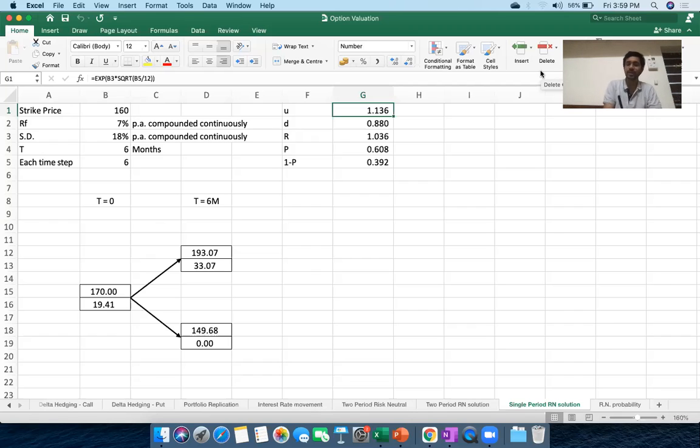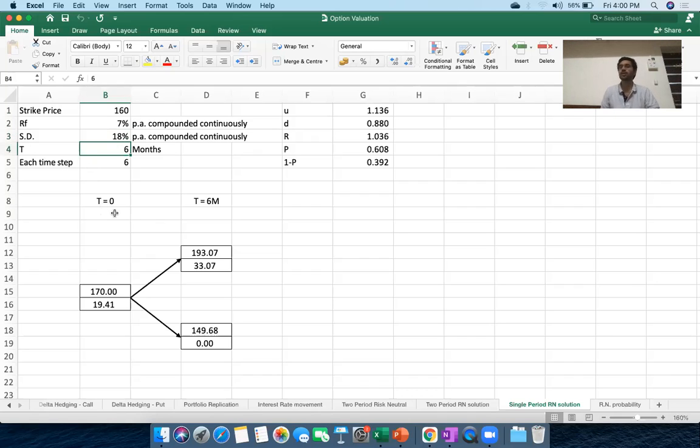So first, before interpreting Black-Scholes as per replicating portfolio, let us see how we actually applied the replicating portfolio method for a single period binomial call option and put option. First, let's start with the call option. If we quickly recollect the facts that we had taken, we had a strike price of 160, a spot price of 170, which means today's spot price is 170. We took the risk-free rate as 7% per annum, the standard deviation of 18% per annum, both of them compounded continuously, and the time to maturity was 6 months.